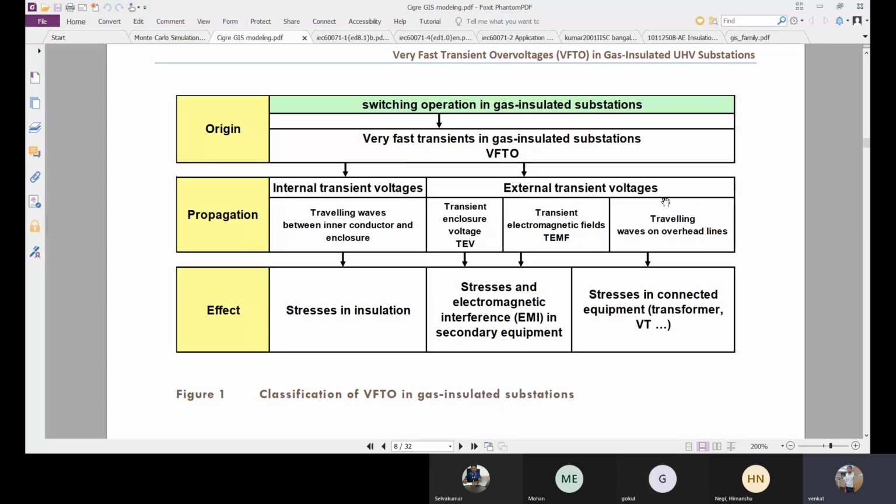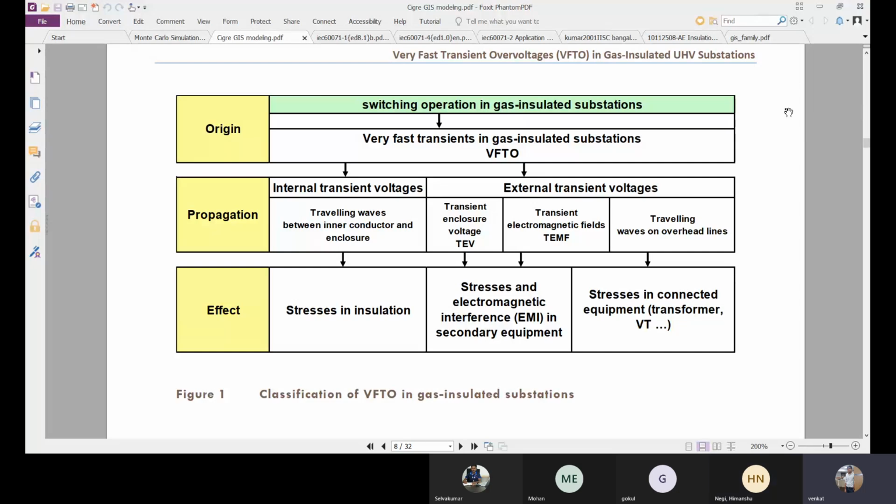Other than that, we know this concept, traveling waves on overhead lines. When the surge is transferred from the GAS and we have overhead lines, it will travel towards the overhead line. If we have a transformer in the way, for example where the GAS ends and on the other side we have a transformer, then due to this change in impedance the surge will travel, and the transformer's insulation will be affected.